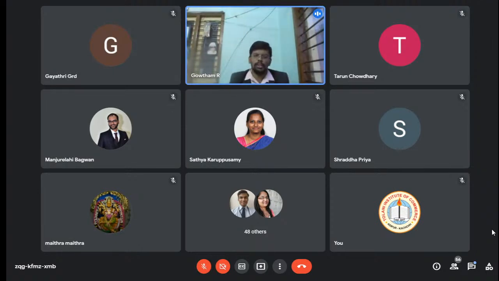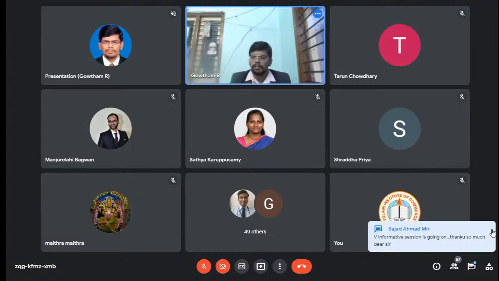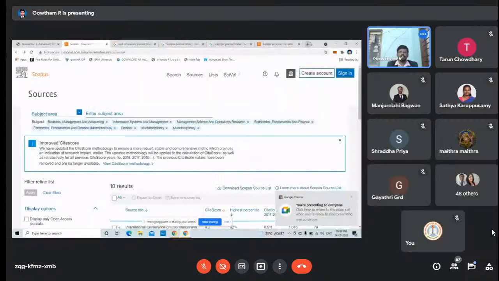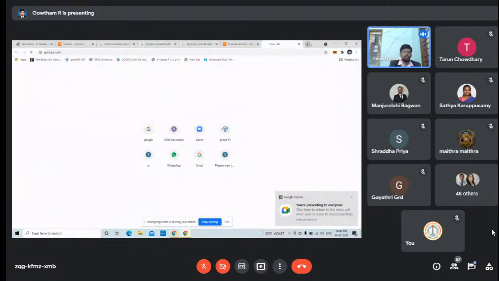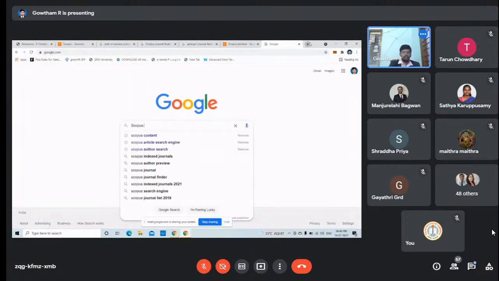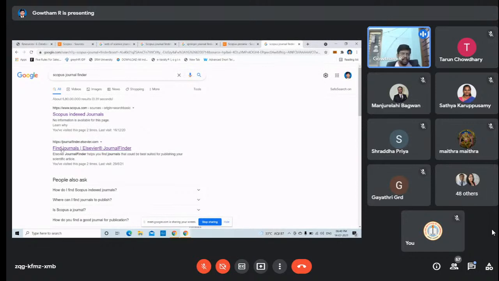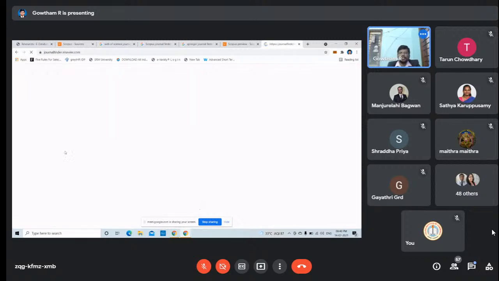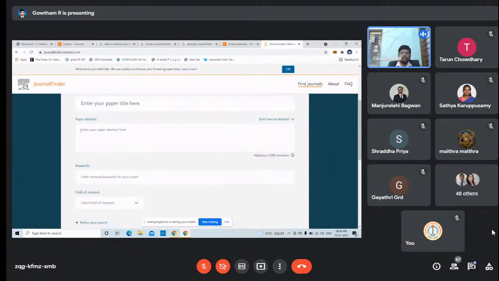So what you can do, we will go with Scopus, then we will look out for other things also. There is something called Scopus Journal Finder. You could find this one coming up: Find journals, Elsevier Journal Finder. Click on this. Once you click on this, it will ask you for the paper title.